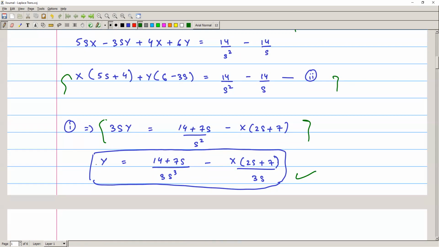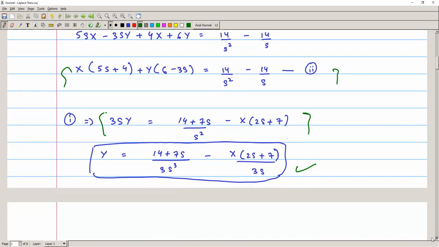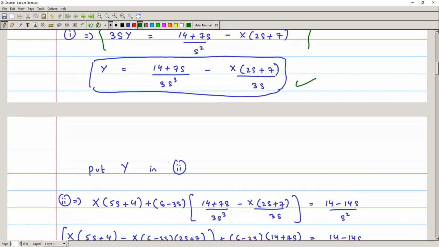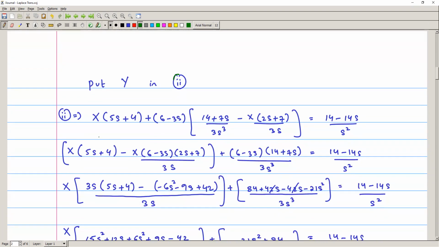Now we can plug the value of Y in equation number 1, oh sorry, equation number 2, right? So we'll plug this Y in equation number 2. So equation 2 implies that X times (5s plus 4) plus (6 minus 3s) times this value, that is Y, right? So this value of Y, is equal to (14 minus 14s) over s squared.